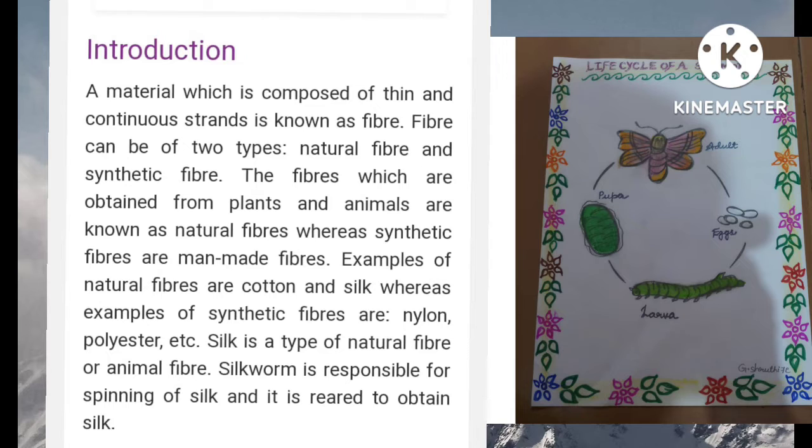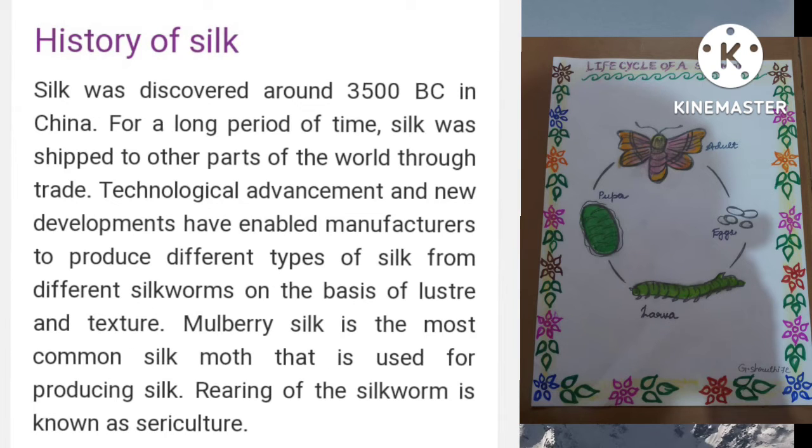Silk is a type of natural fiber or animal fiber. Silkworm is responsible for spinning of silk and it is rare to obtain silk. History of silk. Silk was discovered around 3500 BC in China. For a long period of time, silk was shipped to other parts of the world through trading.